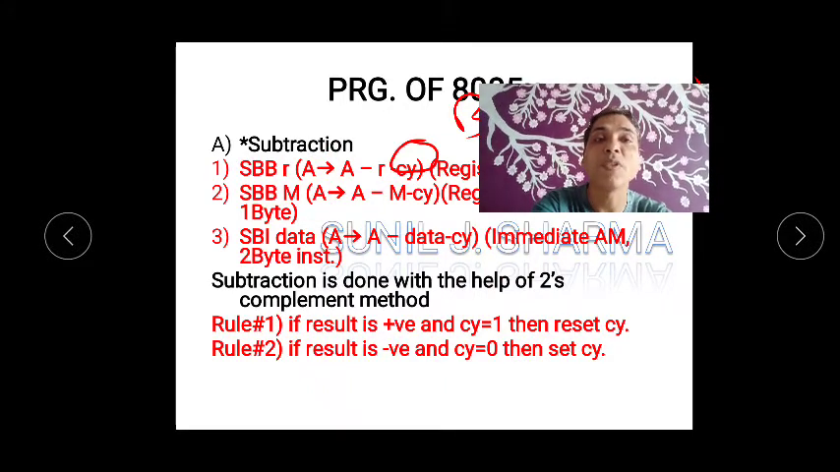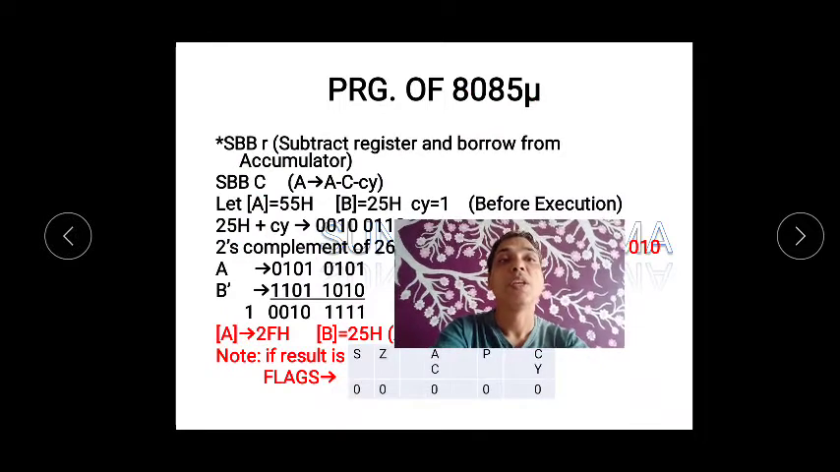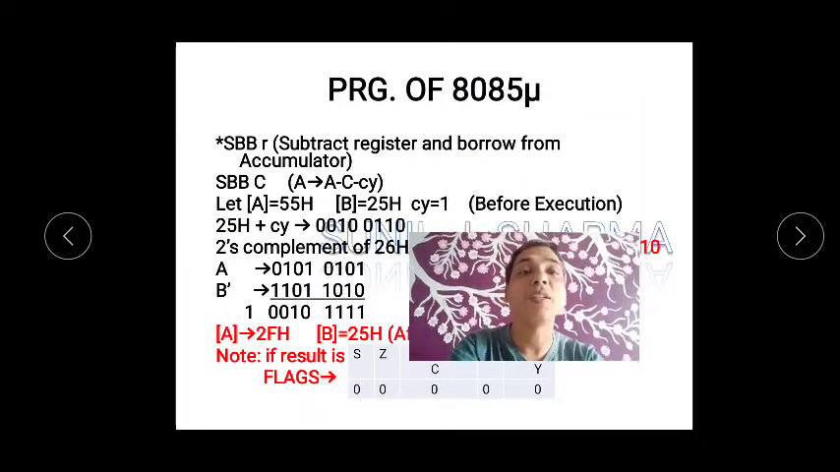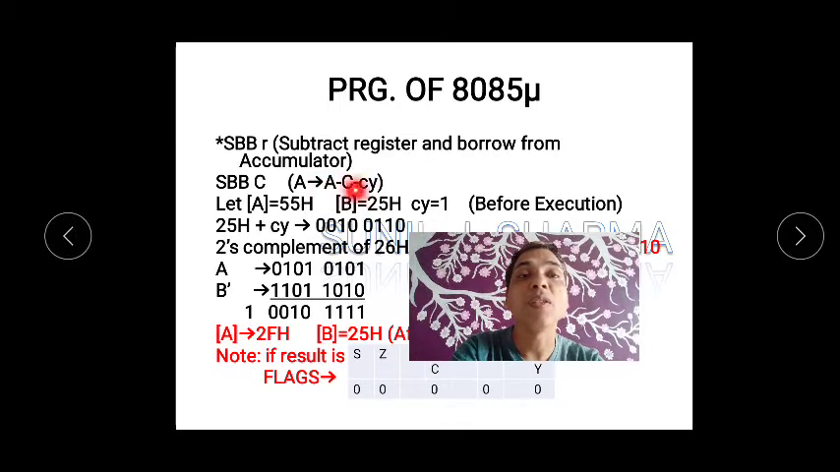Now I think same concept, subtraction is done with the help of 2's complement method. Same rules. If the result is positive, carry flag has to be 0. If the result is negative, carry flag has to be 1. I think set means 1, reset means 0. Okay, now let's take an example, SBB R. So what do you mean by this? Subtract register and borrow from accumulator. So SBB C, so A minus C minus carry.